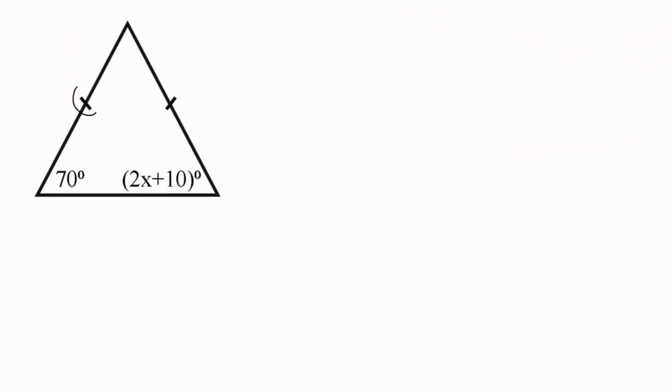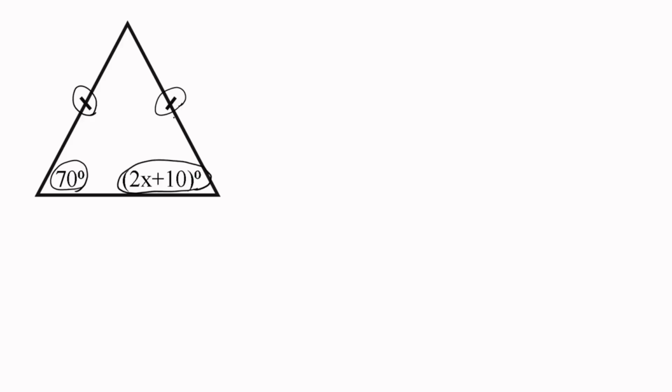Here, because of the symbol that you can see, because of the small lines that you can see on two sides, we can realize that the length of these two sides are equal to each other, right? And what do we call this type of triangle? We call it an isosceles triangle. What is the main characteristic of an isosceles triangle? They have two congruent angles. So I can realize that this angle is congruent to this one.